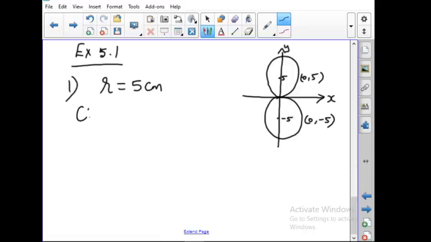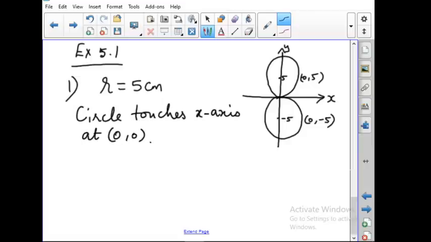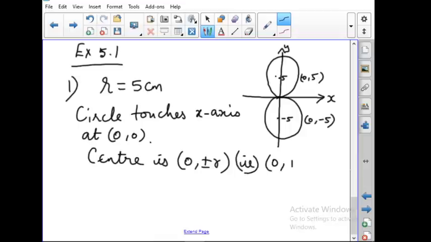It is given. Circle touches x-axis at origin. At origin, that is 0, 0, we can write down. Okay, the center is of the form. How can we write down the center? Center is 0, plus or minus r. So, if it touches the x-axis at the origin, it may be plus 5 or it may be minus 5. So, we can write down this is 0, plus or minus 5. So, center, this can be taken as h and this can be taken as k.